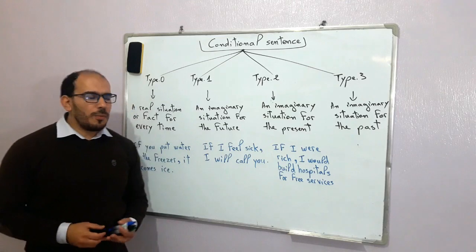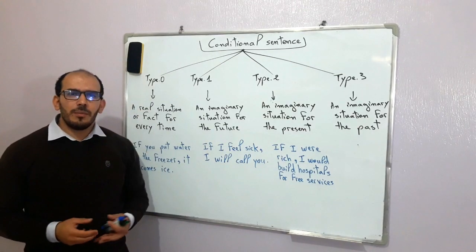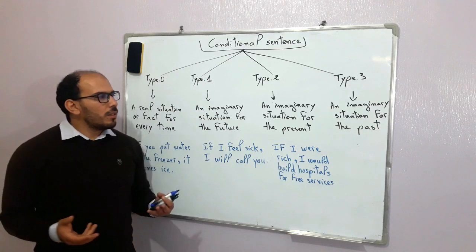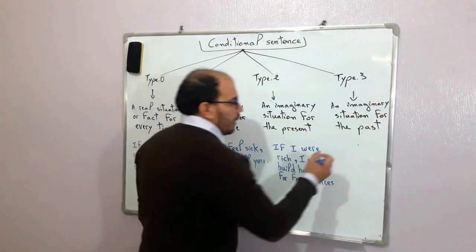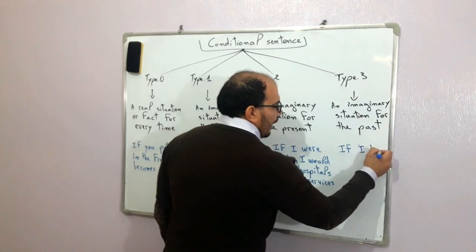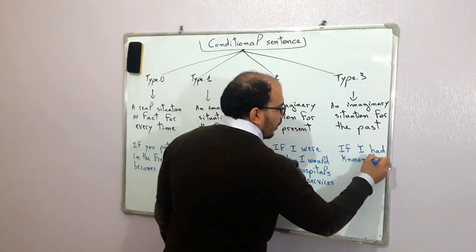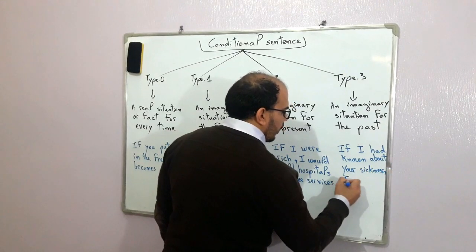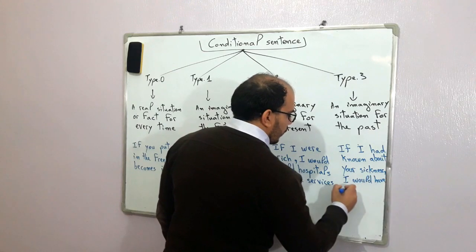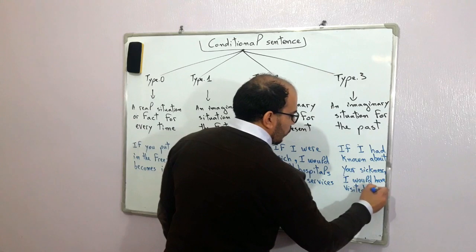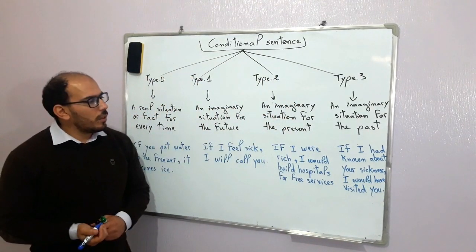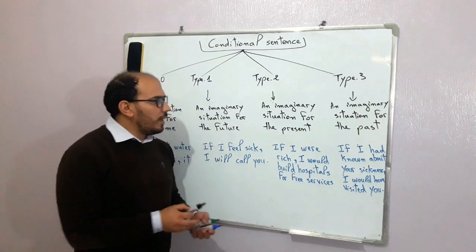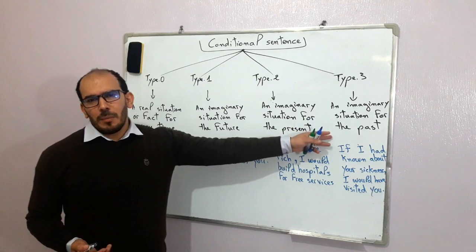For example, I have a friend of mine who was sick, but I didn't know about this. And when I meet my friend, he's very angry. He didn't like my behavior, that I didn't go to visit him and so on. But I didn't know, so I say, if I had known about your sickness, I would have visited you. If I had known about your sickness, I would have visited you at home or in hospital. So here I'm talking about an imaginary situation for the past time. It seems like a regret.